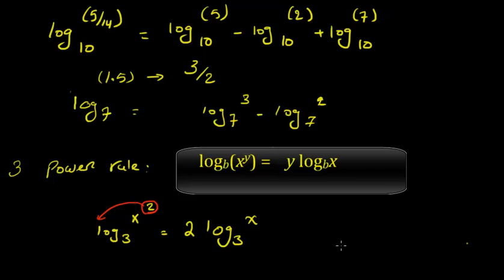Or let's say we have log 12 of 5 raised to 11. So we'll have 11 in front of our log, and then we'll have log 12 of 5. So whenever we have a log of something raised to a power, we rewrite it and bring the exponent in front of the log.